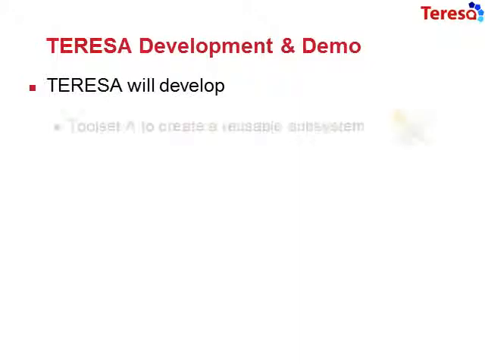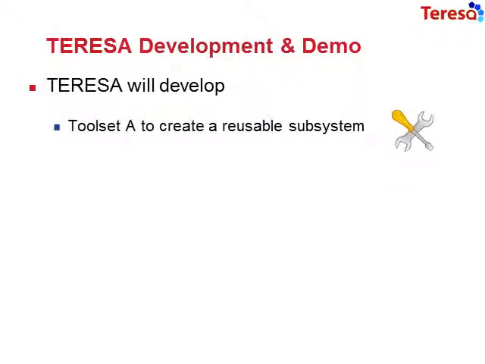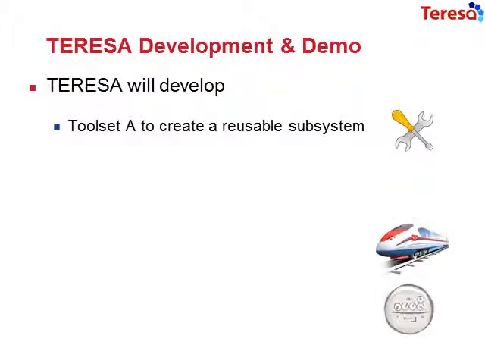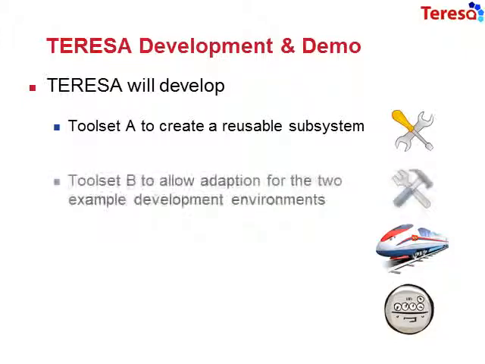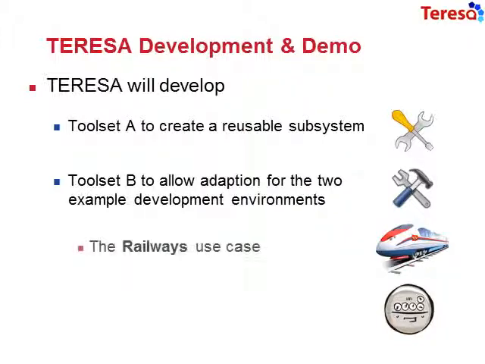TERESA will develop a toolset A to create a reusable subsystem. The toolset will support two domains, the railways domain and the metering domain. TERESA will also develop a toolset B to allow reuse in two specific development environments, one for a railways use case and another for a metering use case.